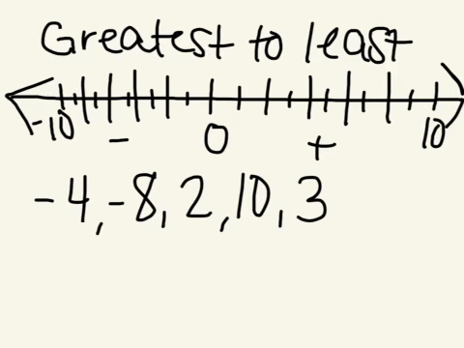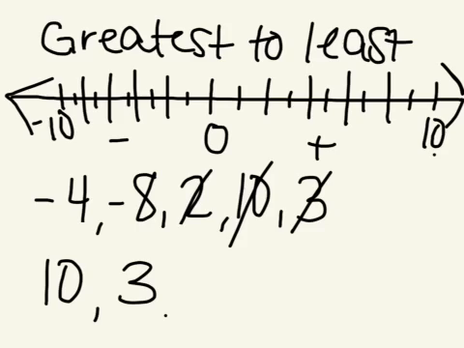We know the further left we go, the less the number is. So first we're going to start out with greatest. I can see that my 10 is going to be my greatest number in this, and I can cross them off. Then next will become my 3, and now my 2. Okay, and so this is where it gets a little bit tricky. So which one's bigger, my negative 8 or my negative 4?